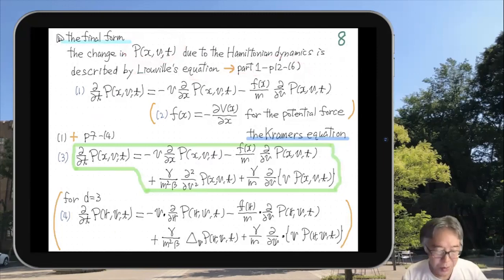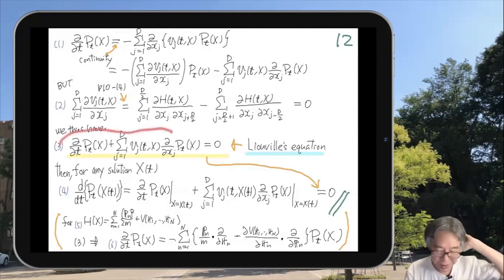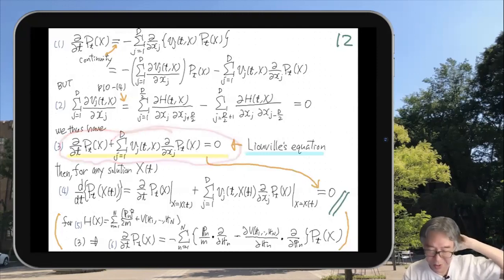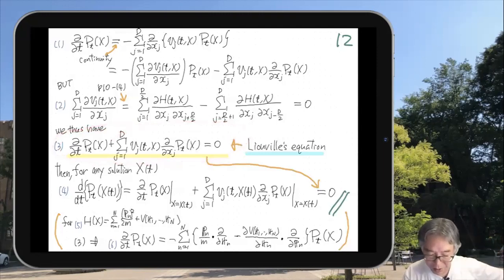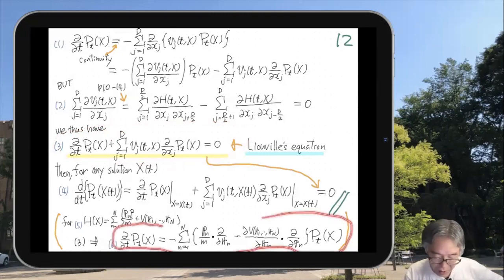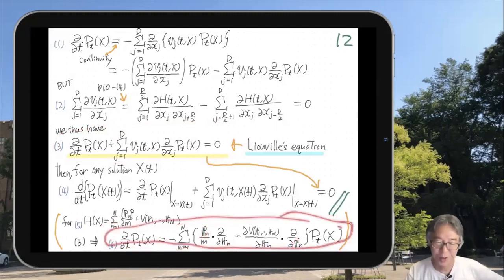And what was Liouville's equation? Let me go back to part 1, page 12. I'm sorry, this is a kind of mess. The notation is slightly different. So this is Liouville's equation in the most general form, but if you write it in the Hamiltonian mechanics case, you get this. This is in 3 dimensions, and you have n particles, and also I'm using P instead of V. I'm sorry, I didn't predict that I would use V here.